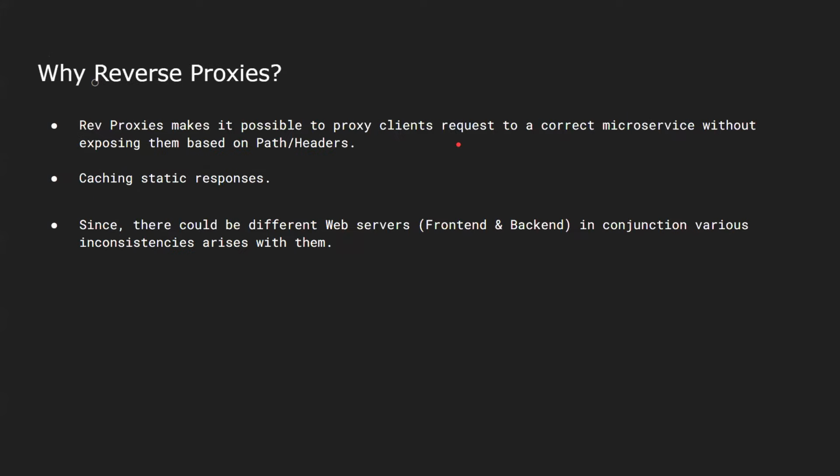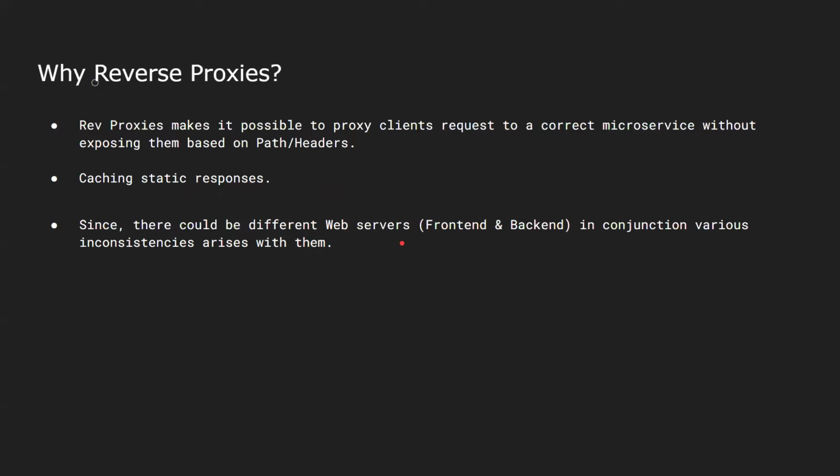So in modern architectures, when we have multiple microservices, reverse proxies make it possible to route your URL path or the host header to the correct microservice. And also, since the response is also relayed via the reverse proxy, it could also be used to cache some static contents like CSS or images or something like that.